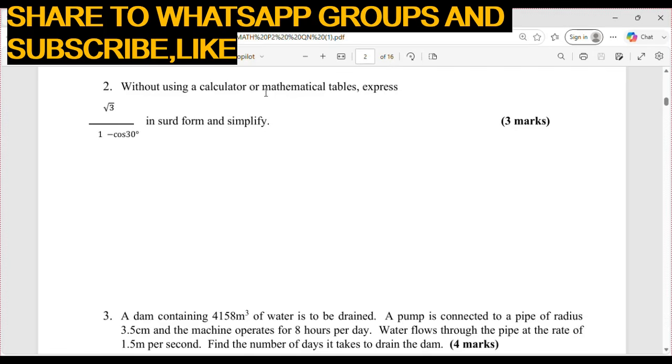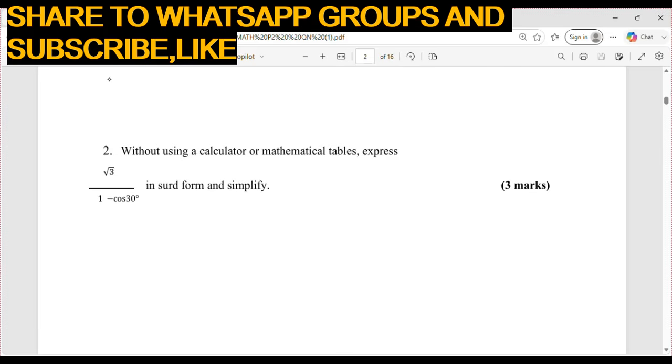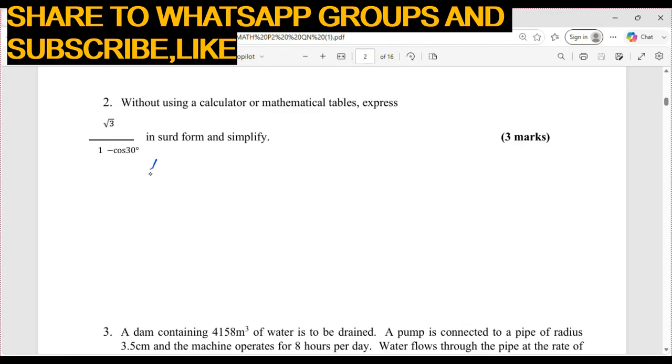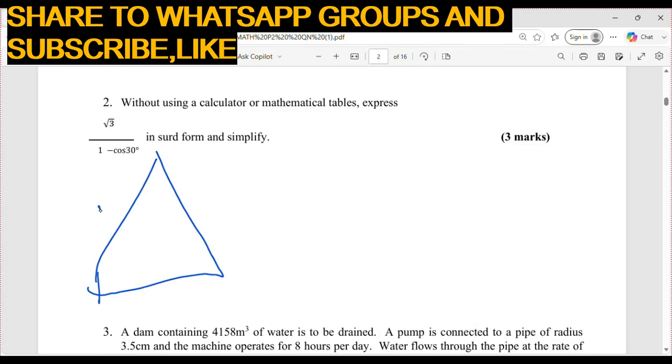Without using a calculator or mathematical tables, express this in surd form. Now you see we have cos 30. You need to draw the equilateral triangle so as to be able to get the trigonometric ratios. So you should be able to draw this triangle. Here is 2, here is 2, and here is 2.